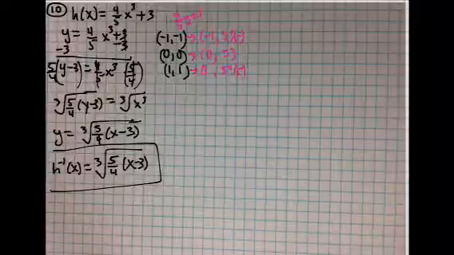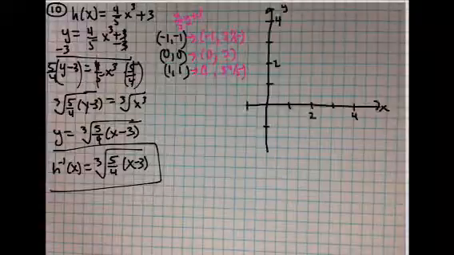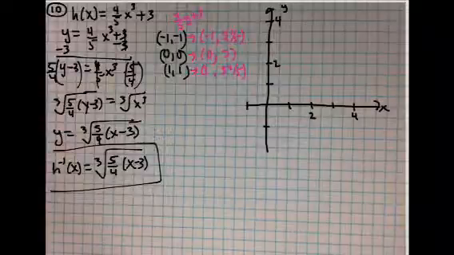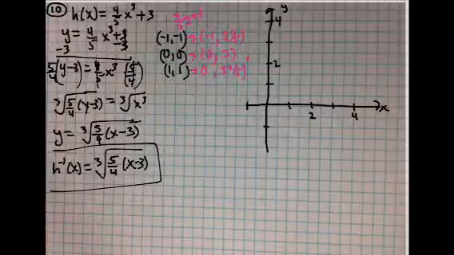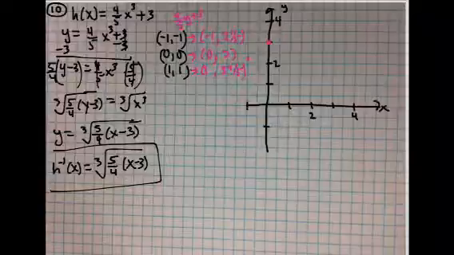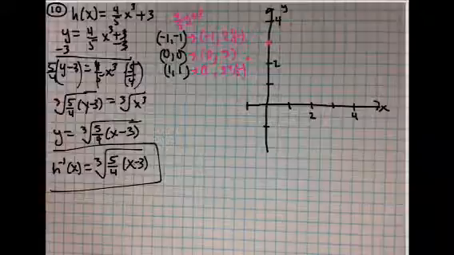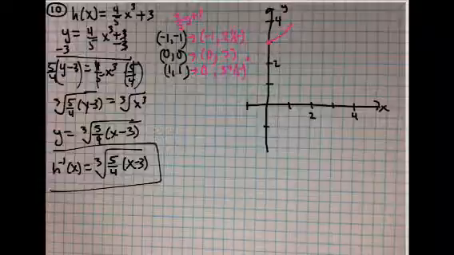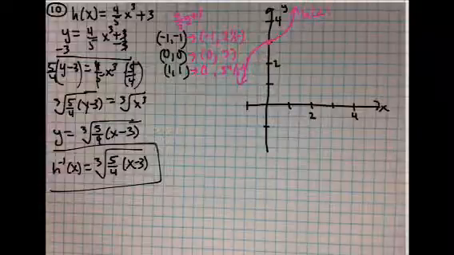Okay, so now we're going to plot these points. Alright, so let's go ahead and plot the h of x function. So -1, 2 and 1/5. So that would be about here. And then 0, 3. And then 1, 3 and 4/5. So that would be about here. It's a cubic function, so we know that the points go this way, up and down, like that. So this is h of x.